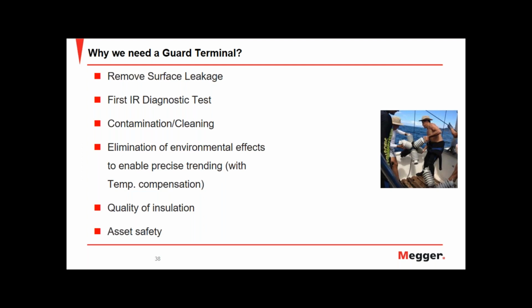Now, the guard terminal is a very underused and undervalued method, but when we're using trending, it actually removes as many variables as we can. If we add the temperature compensation in, then we've got rid of everything that can affect the reading. We've got true IR values. Now, from that, we can determine the quality of the insulation, and we can also obviously make sure that our asset is safe.